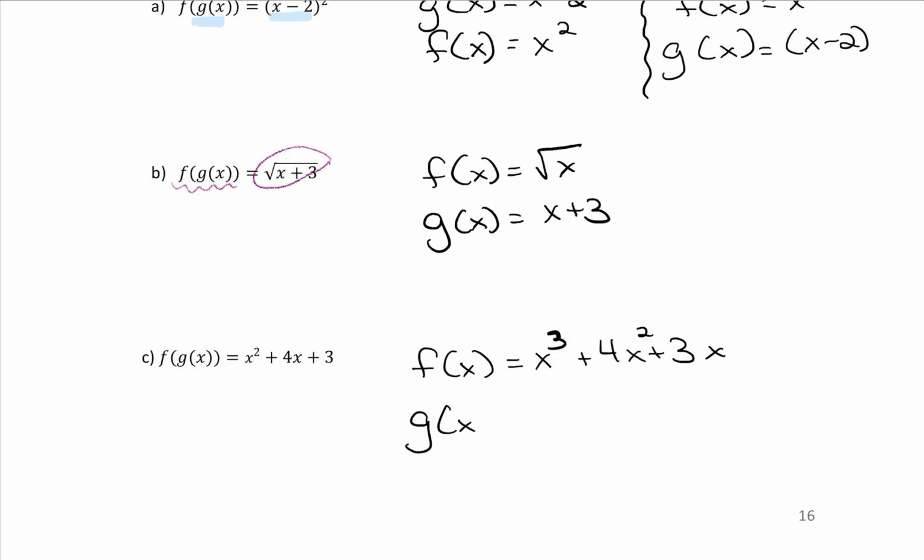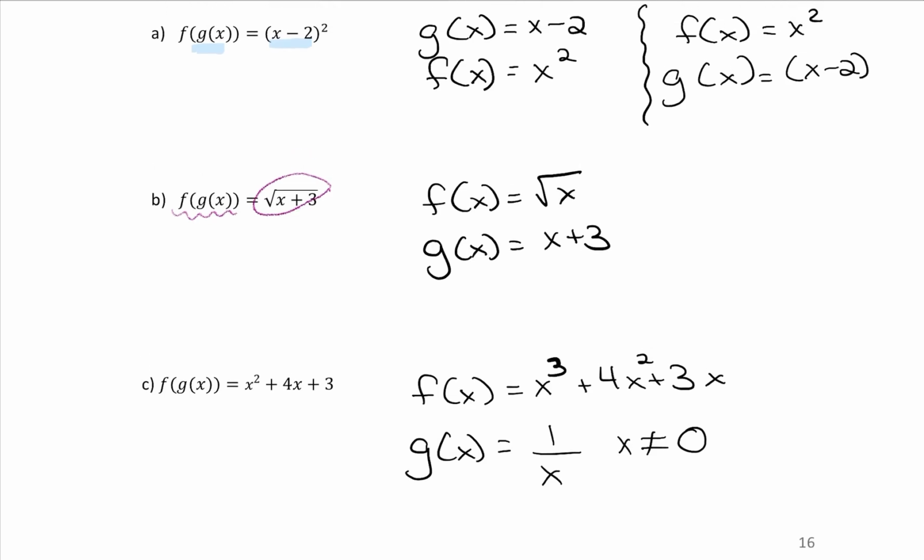So then g of x, well, what do I need to do to this? I need to divide everything by x. So g of x would have to be 1 over x. Don't forget, though, that if you introduce a denominator, you do have to account for your non-permissible values. Okay?